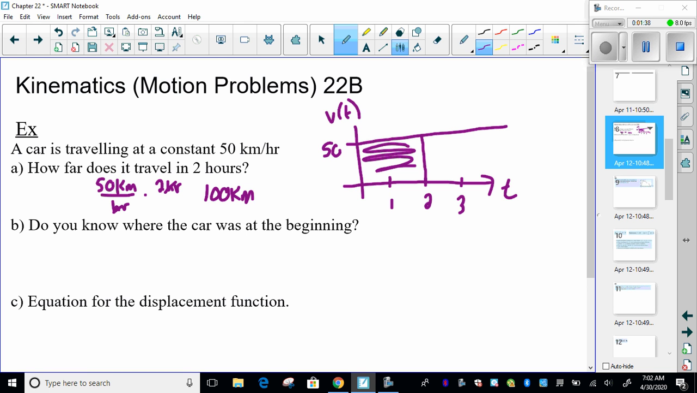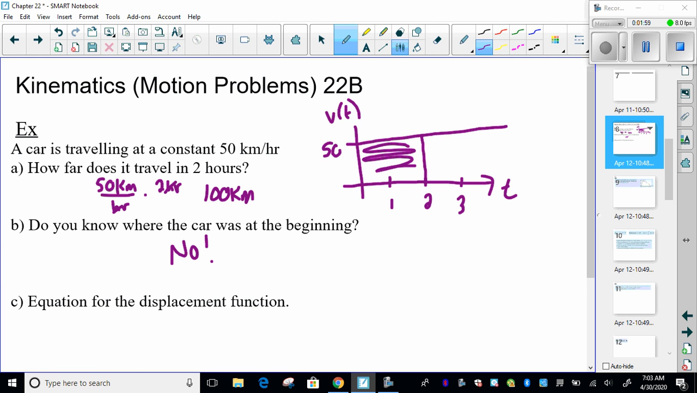Here's the thing. The question is, do you know where the car was at the beginning? No, you have no idea where you started. Were you 5 kilometers from home? Were you 17 hours into the drive? You don't know any of those different pieces. So all this does is tell us how far we traveled. No, we don't really know where the car was at the beginning.